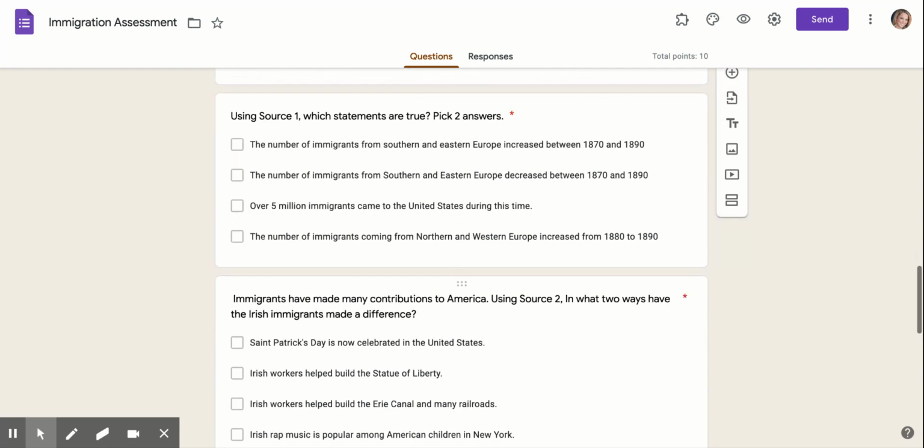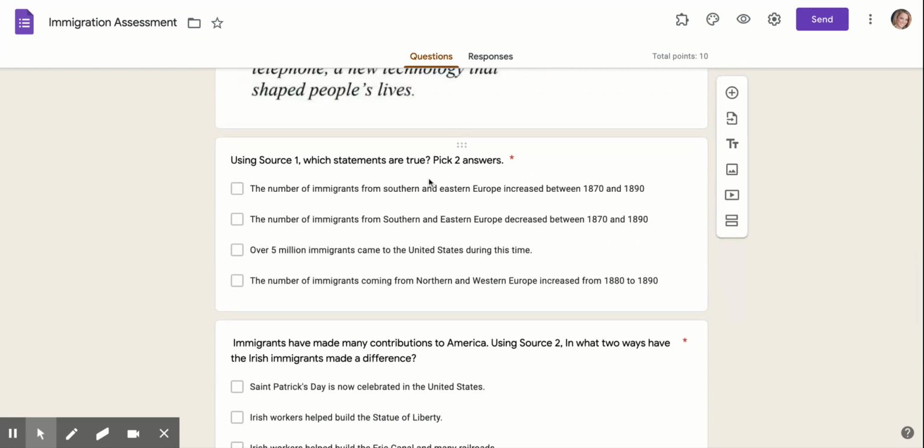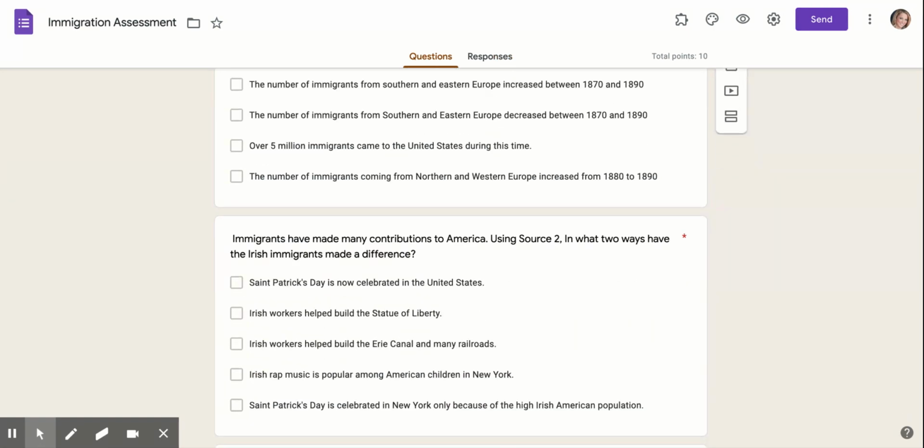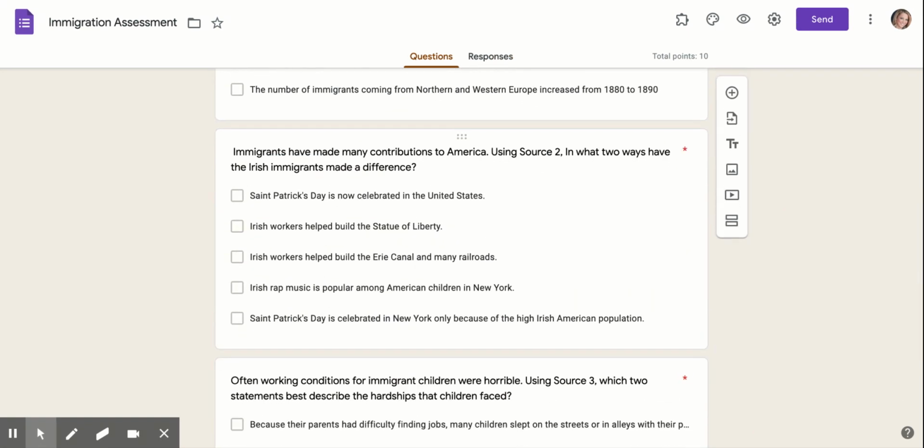All right, so we have a few questions here. It says using source one, which statements are true? Pick two correct answers. So you're going to be choosing two of these four options using source one. Make sure that you pick the two correct options. The next question says immigrants have made many contributions to America, using source two. In what two ways have the Irish immigrants made a difference? You're going to click two ways that Irish immigrants have made a difference here in America.